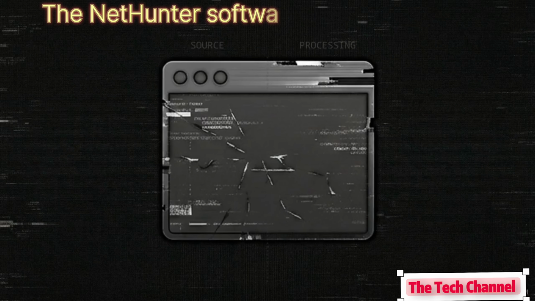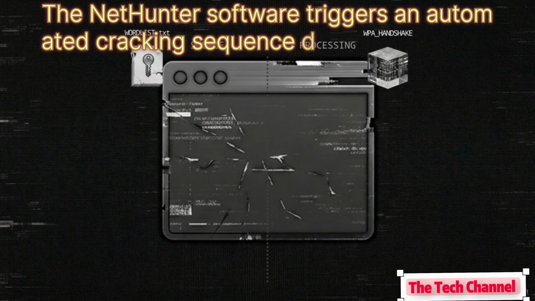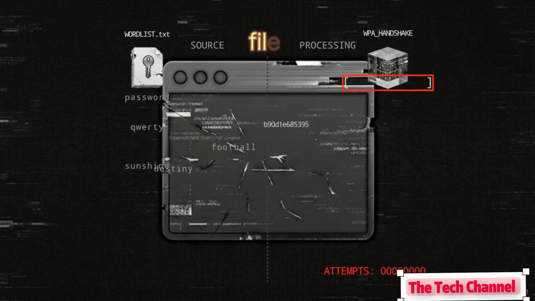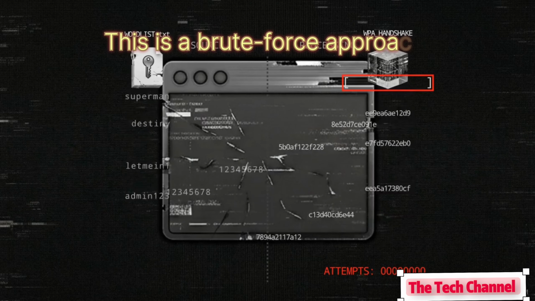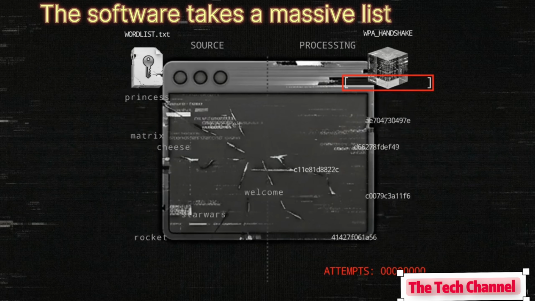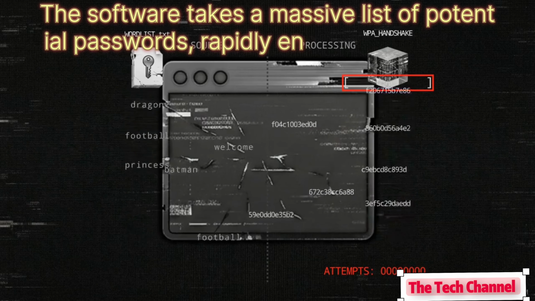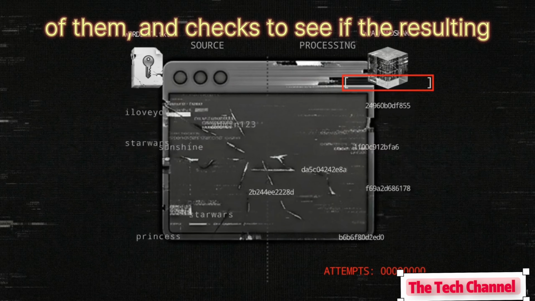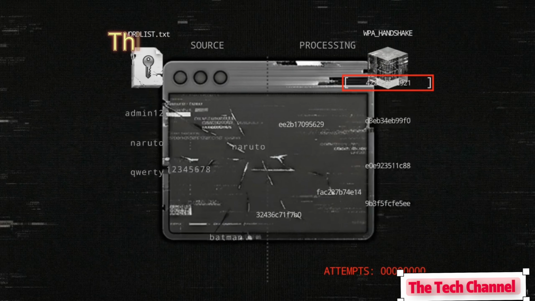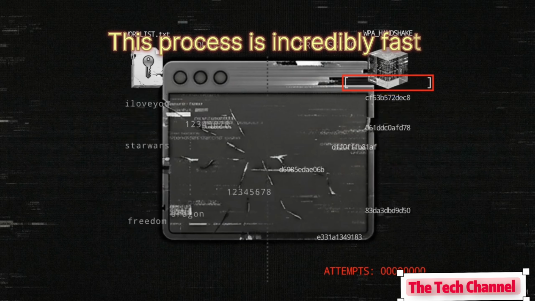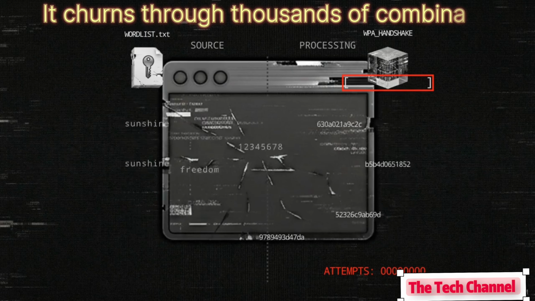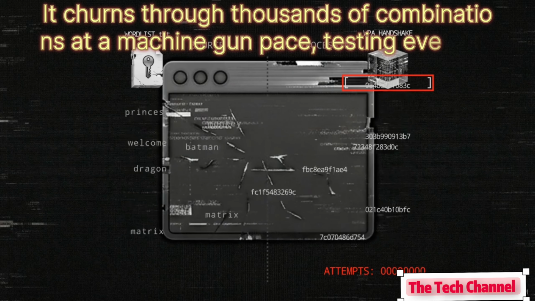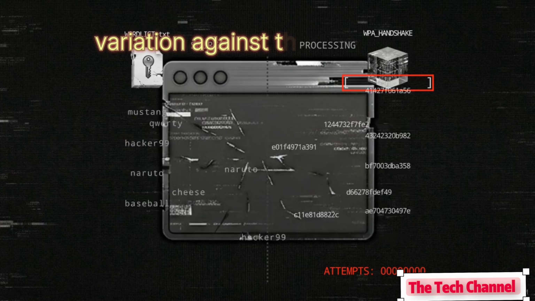The NetHunter software triggers an automated cracking sequence directly on the stolen handshake file. This is a brute force approach. The software takes a massive list of potential passwords, rapidly encrypts every single one of them, and checks to see if the resulting math matches the stolen file. This process is incredibly fast. It churns through thousands of combinations at a machine gun pace, testing every possible variation against the stolen data.